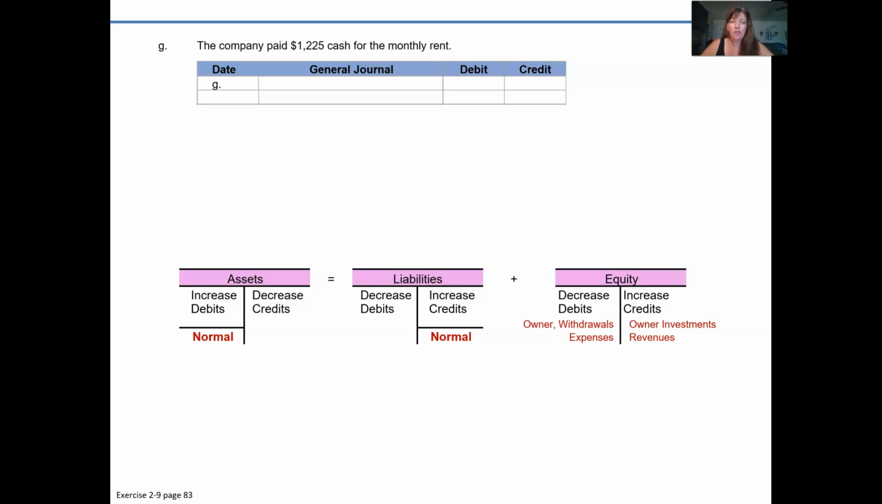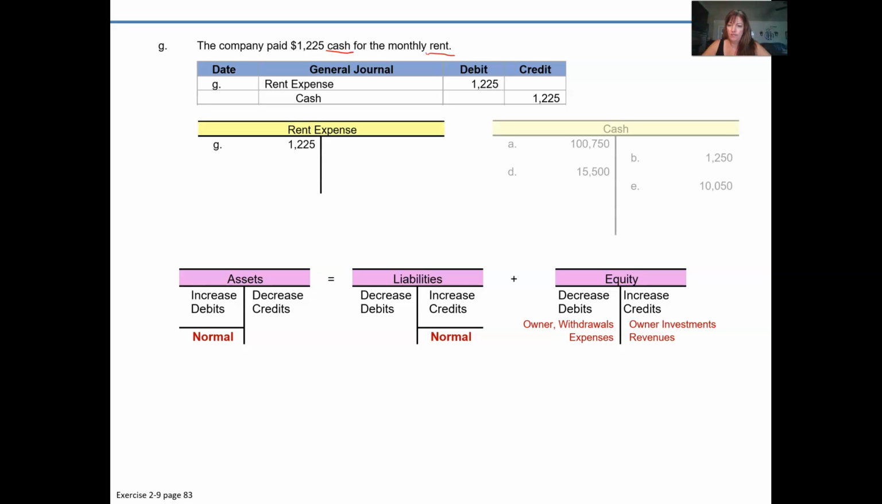Transaction G, the company paid $1,225 cash for monthly rent. The key words here are cash and rent. They paid cash for rent. We will increase our rent expense by $1,225. You will only ever debit an expense account. We paid cash, so cash decreased. That's a credit. We now have 5 transactions sitting in our cash account, 2 debits and 3 credits.